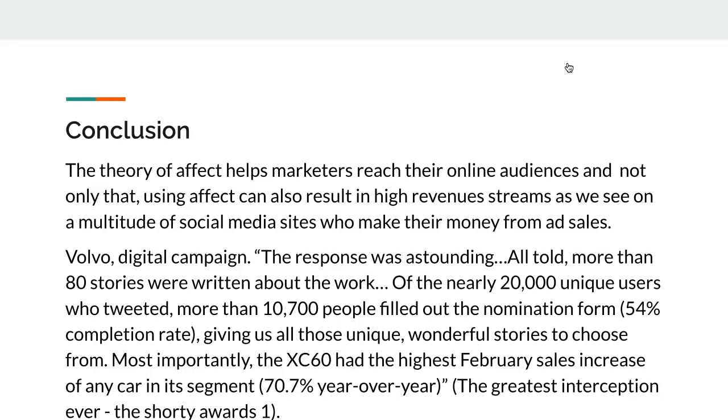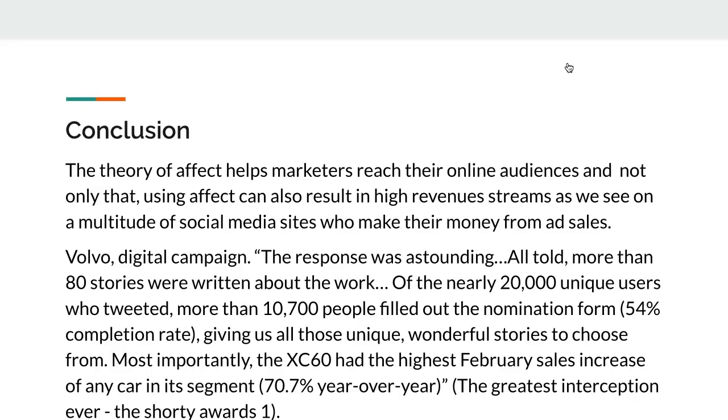All told, more than 80 stories were written about the work of the nearly 20,000 unique users who tweeted. More than 10,700 people filled out the nomination form. So as soon as they hashtagged Volvo contest and included the person they thought should win, it took them to a nomination form to fill out, and it gave unique, wonderful stories to choose from. When filling out the nomination form, these users would be able to explain why they were nominating this specific person, which again pulls on the effect of this person.